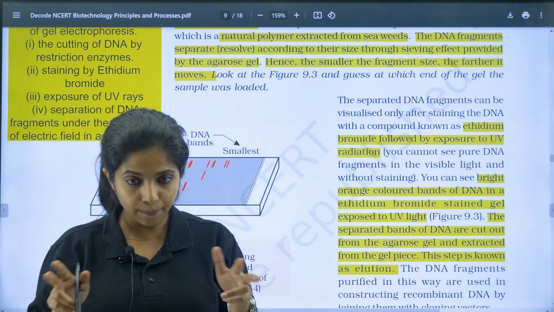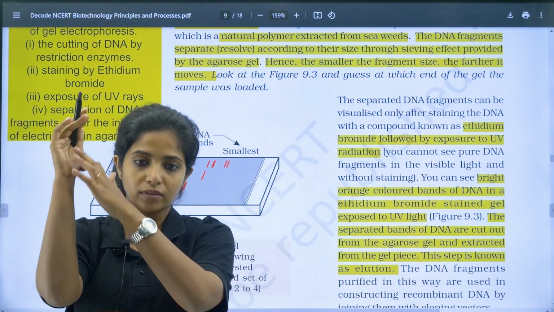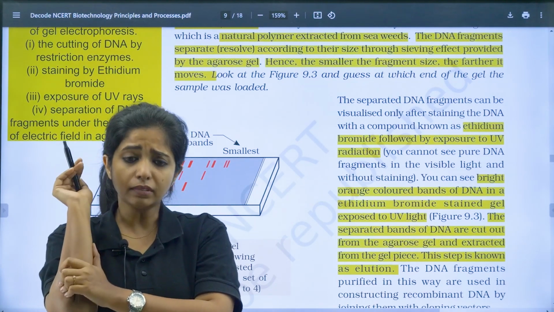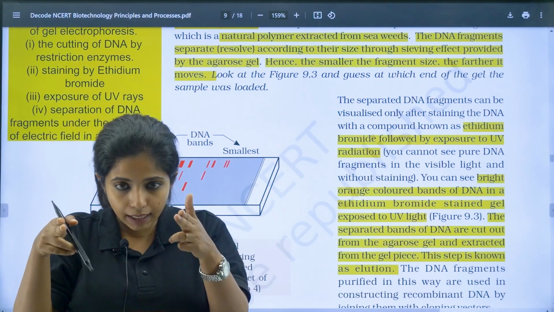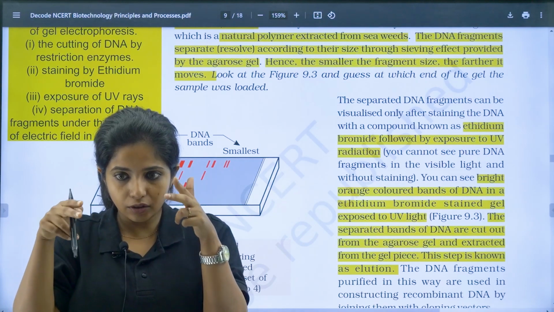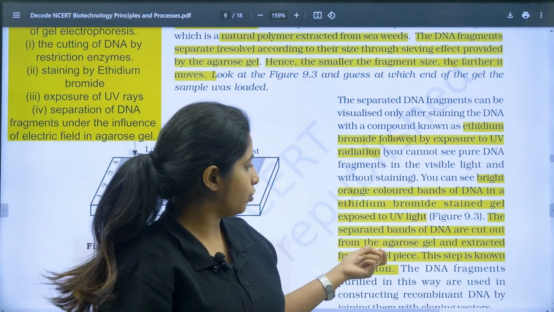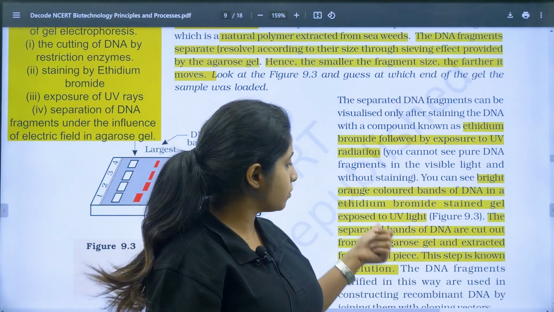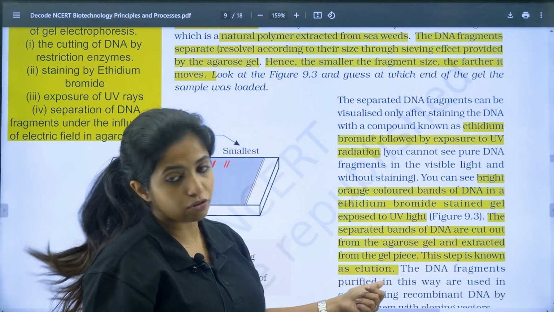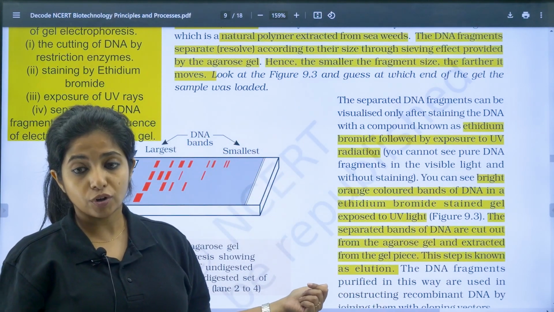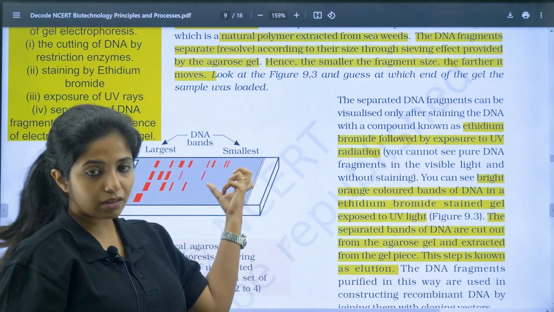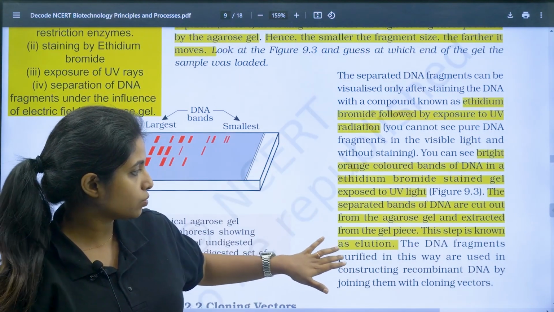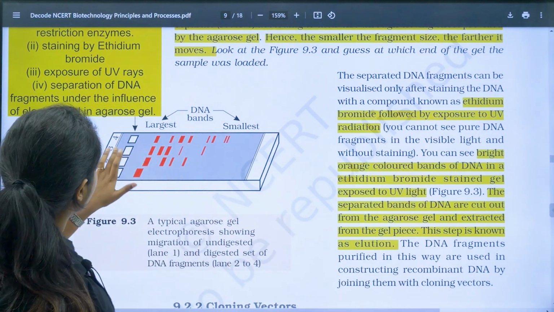After you got it, you found that they have separated. Now slowly you will cut those bands from the agarose gel, and basically you are going to take it out. Separated bands of DNA are cut out from the agarose gel and extracted from the gel piece. This step is known as elution. What do you call this step? When you are separating this out and taking out, this is known as elution. The DNA purified in this way is used in constructing recombinant DNA.